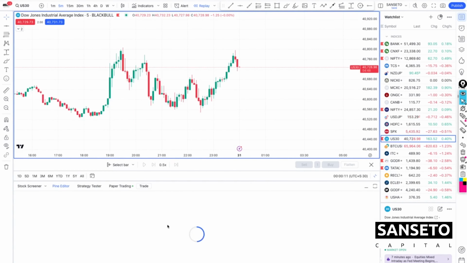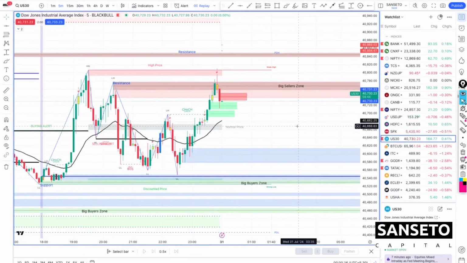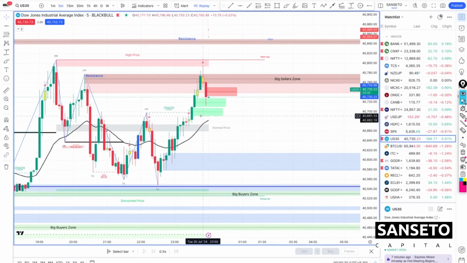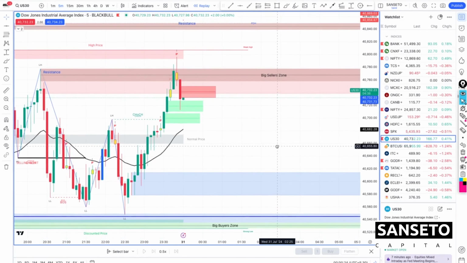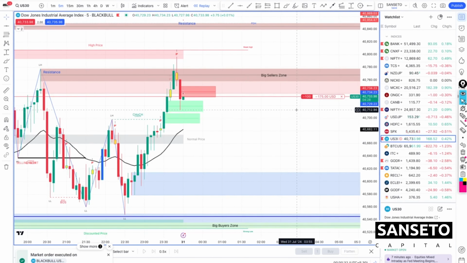Okay, let's do one paper trade. I am seeing an opportunity here. The market has already seen this candle. So this is your Dow Jones. I am going for a selling opportunity, going for 10 on 100. Let's see, this is only a paper trade.